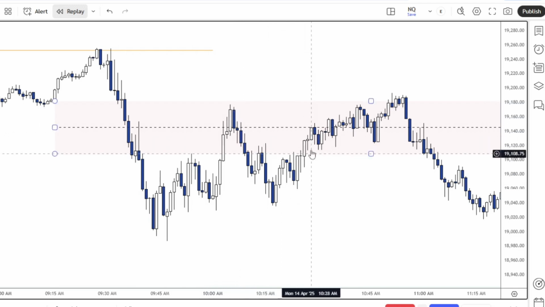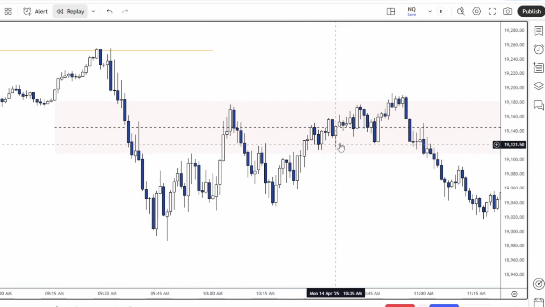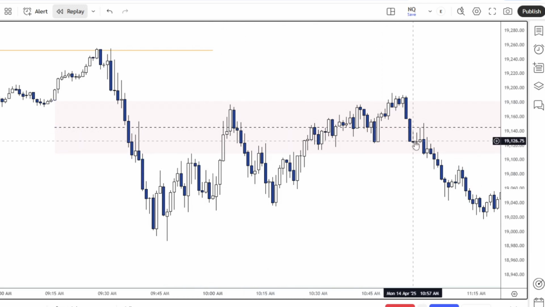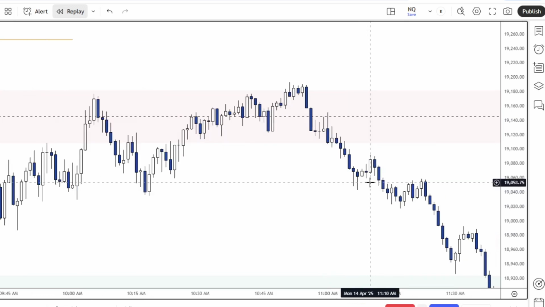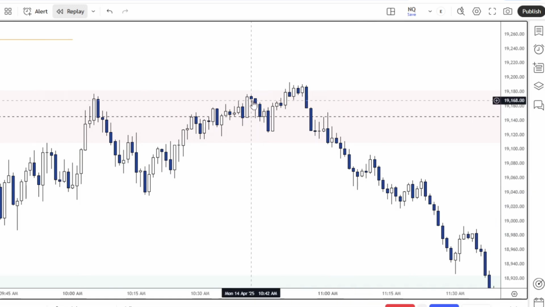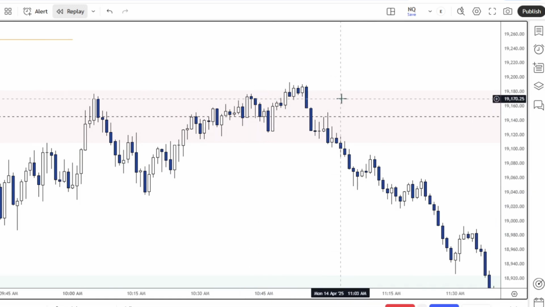Okay, so we got a lot of consolidation here. And then what happens here? Where can you see the 22 model? Pause the video for a second. All right, now you're right if you said it happened in between this time frame right here. From 10:42 to 11 o'clock.